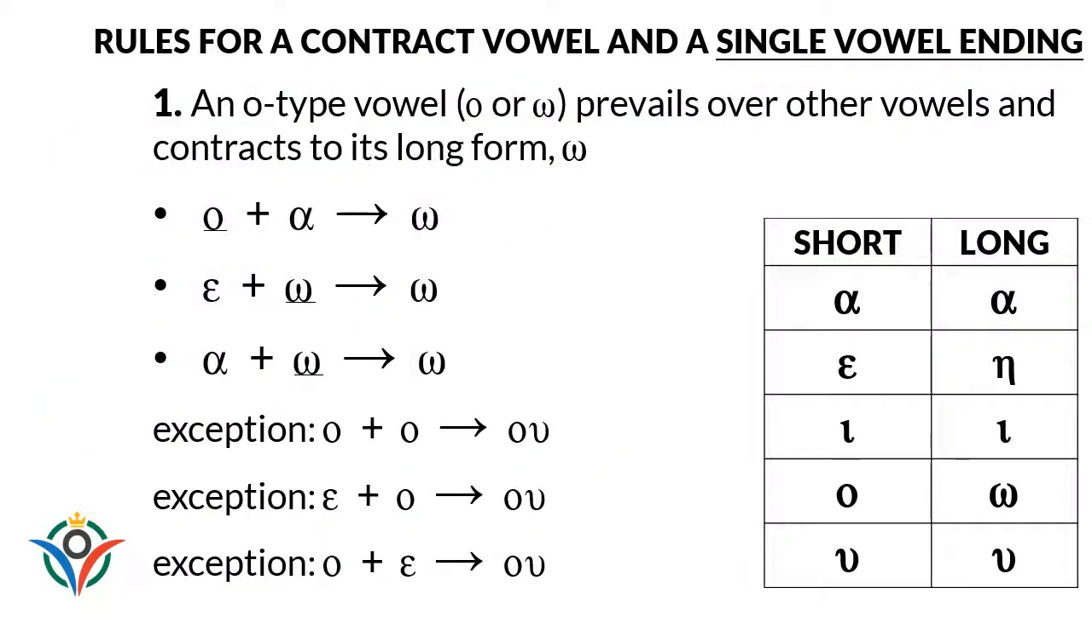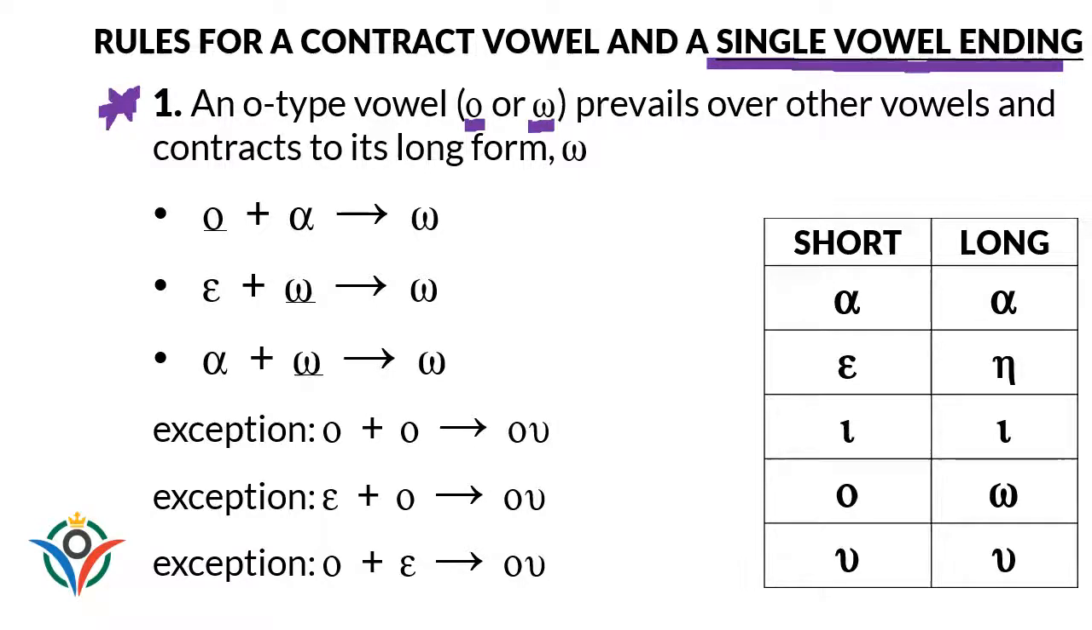The next rules have to do with a contract vowel and a single vowel ending. All right, just now we're going to speak about an ending that has two vowels, but let's first look at the rules that govern a contract vowel meeting a single vowel ending. All right, so the first rule under this umbrella is an O-type vowel, all right, so that's an omicron or an omega, prevails over other vowels and contracts to its long form, omega.